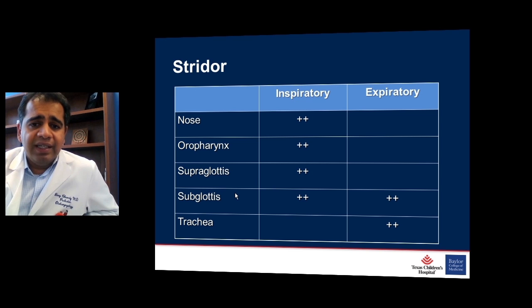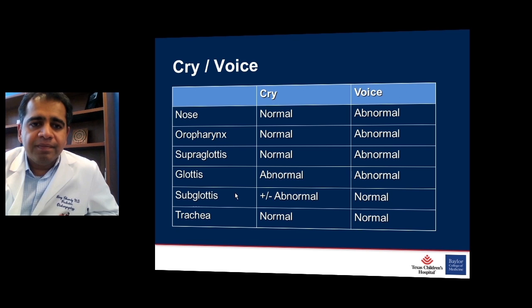The reason for this is when you take a deep breath in, there's negative pressure in the glottic and supraglottic area. However, in the tracheal area, when you take a deep breath in, the chest wall muscles open up the trachea and allow more air to flow through.